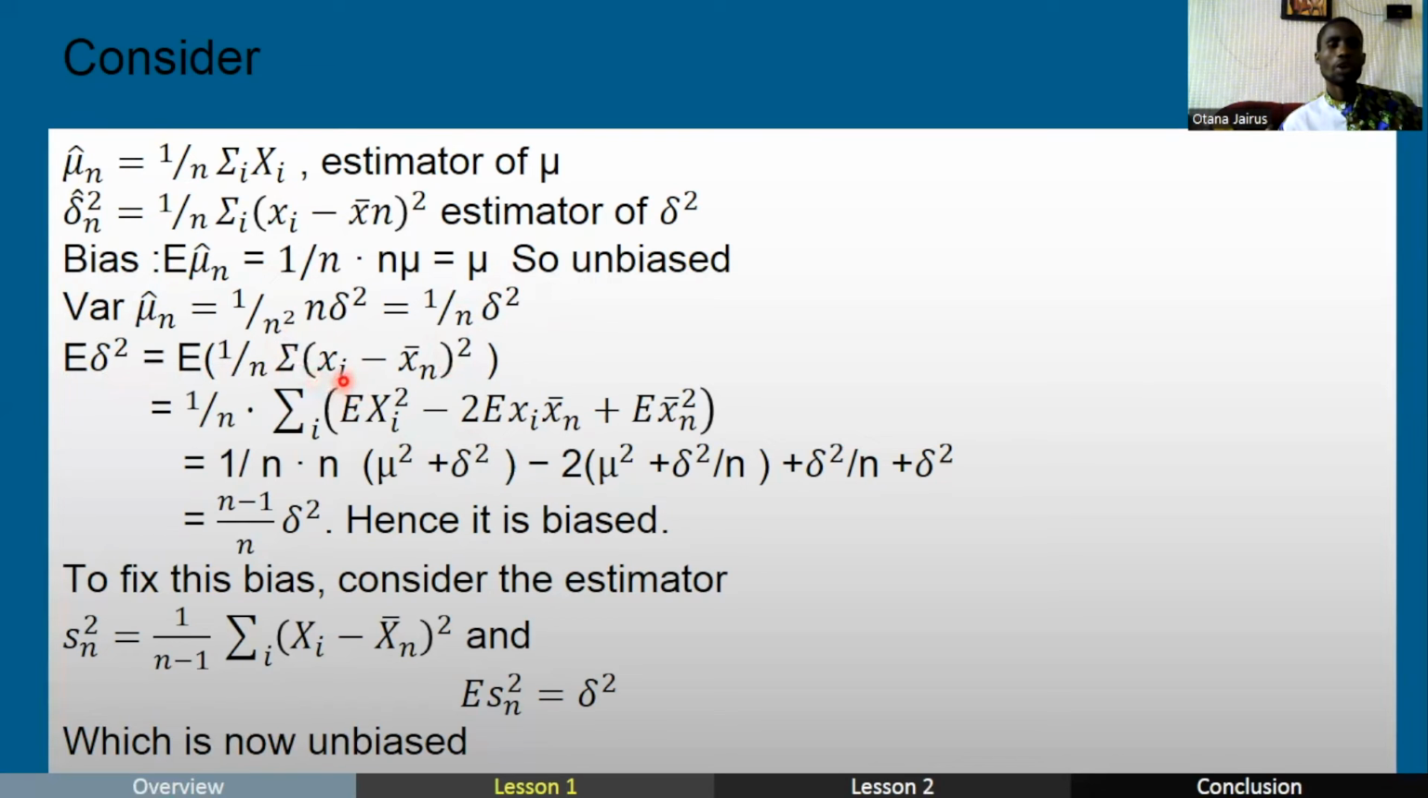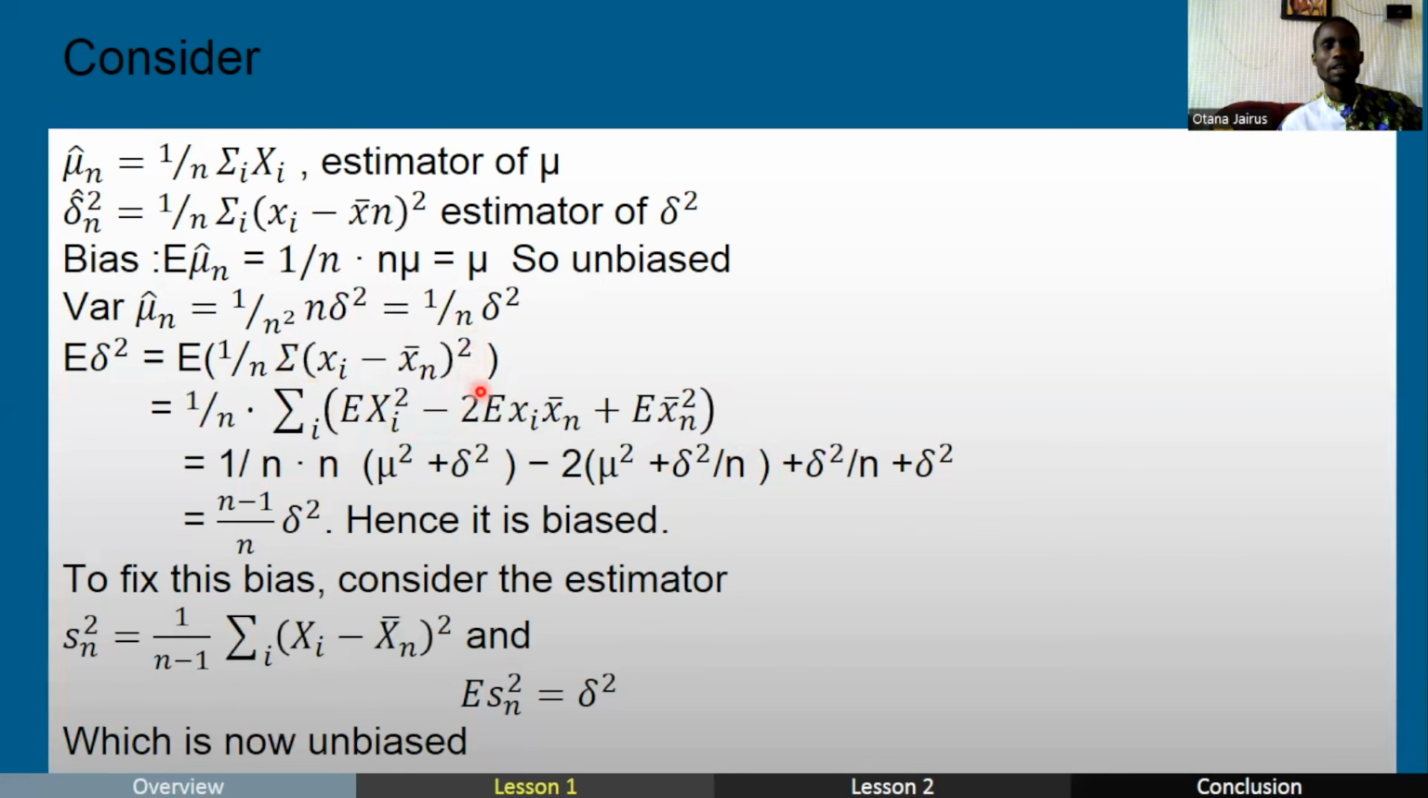After you have found the variance, we calculate the expectation of variance by taking 1 over n times the summation of all xi minus the mean of x, then you square them, and you divide by the sample size n. When you compute the mathematical function here, you get 1 over n multiplied by the summation of expectation of xi squared minus 2 expectation of xi multiplied by the mean, plus expectation of the mean squared.